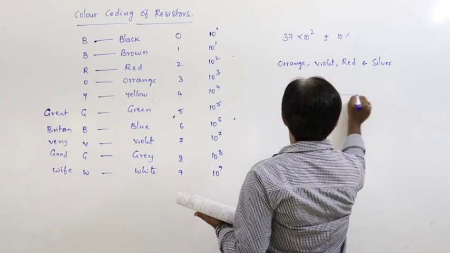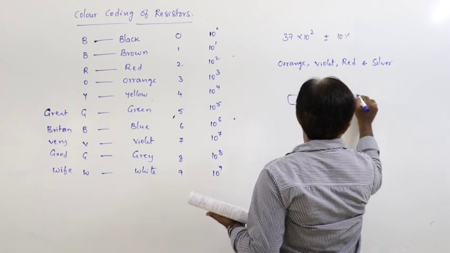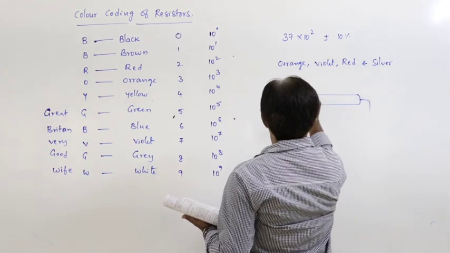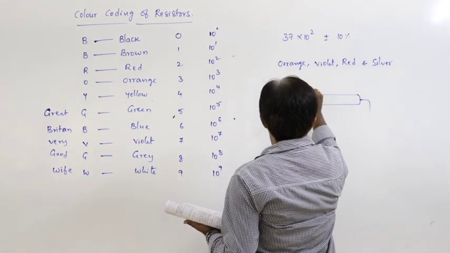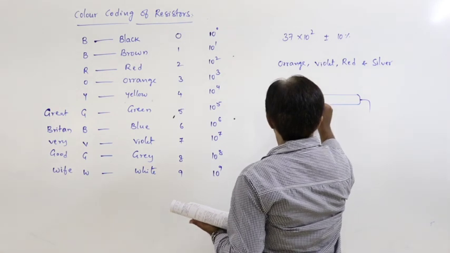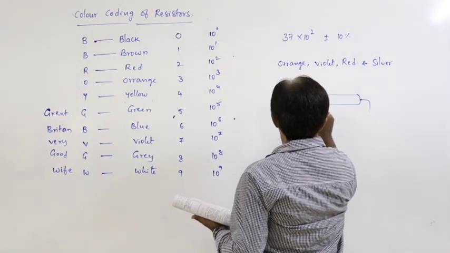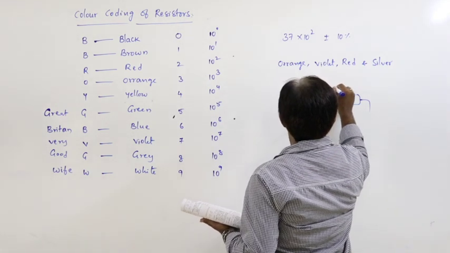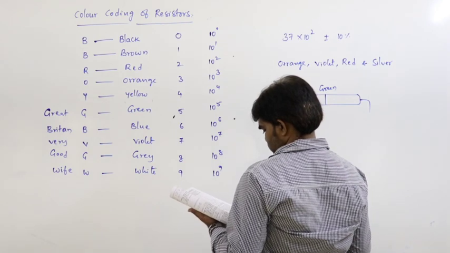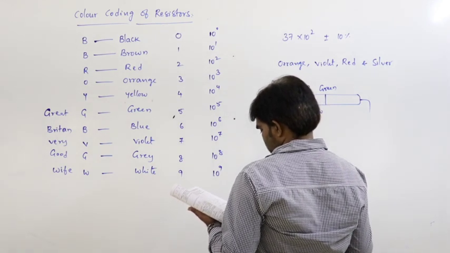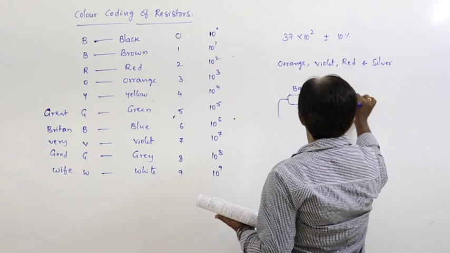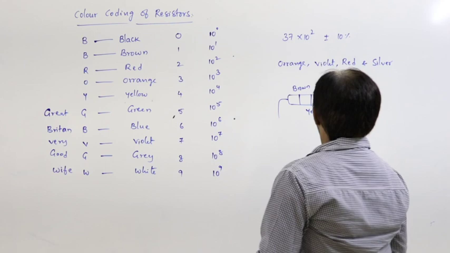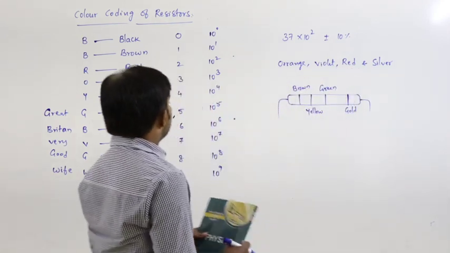For example, the given condition is brown, yellow, and it is green, and next one is gold. This is the question. Brown, yellow, green, gold. What is brown?